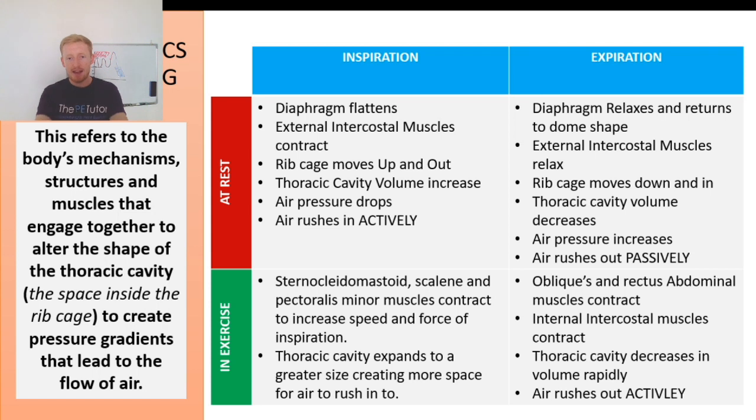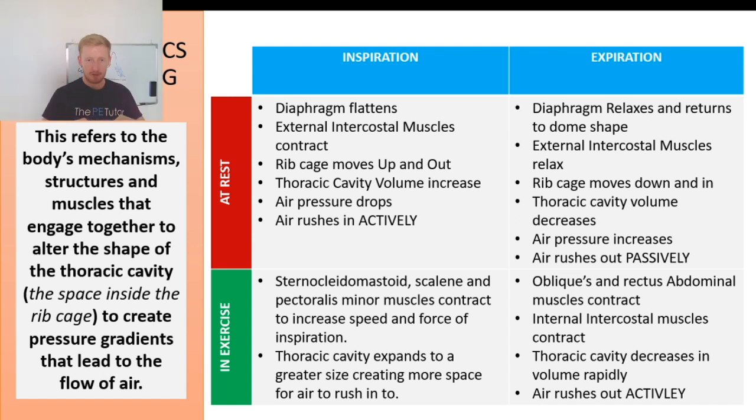That's what these groups of muscles are doing. Sternocleidomastoid, pectoralis minor, scalene, external intercostal muscles pull up and out. And then obliques, abdominals, internal intercostal muscles pull down, pull up, pull down, pull up, pull down. And by doing that, we increase the thoracic cavity, reduce the thoracic cavity, drop air pressure, increase air pressure. And it's just this constant toing and froing.